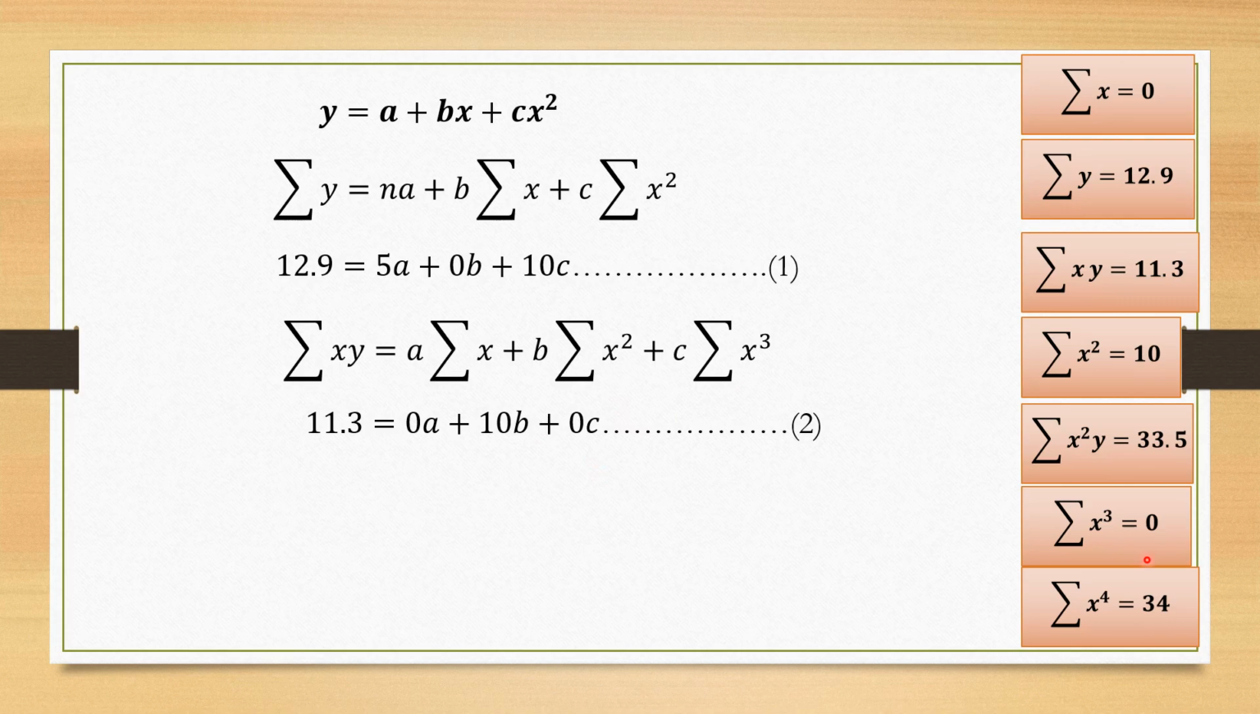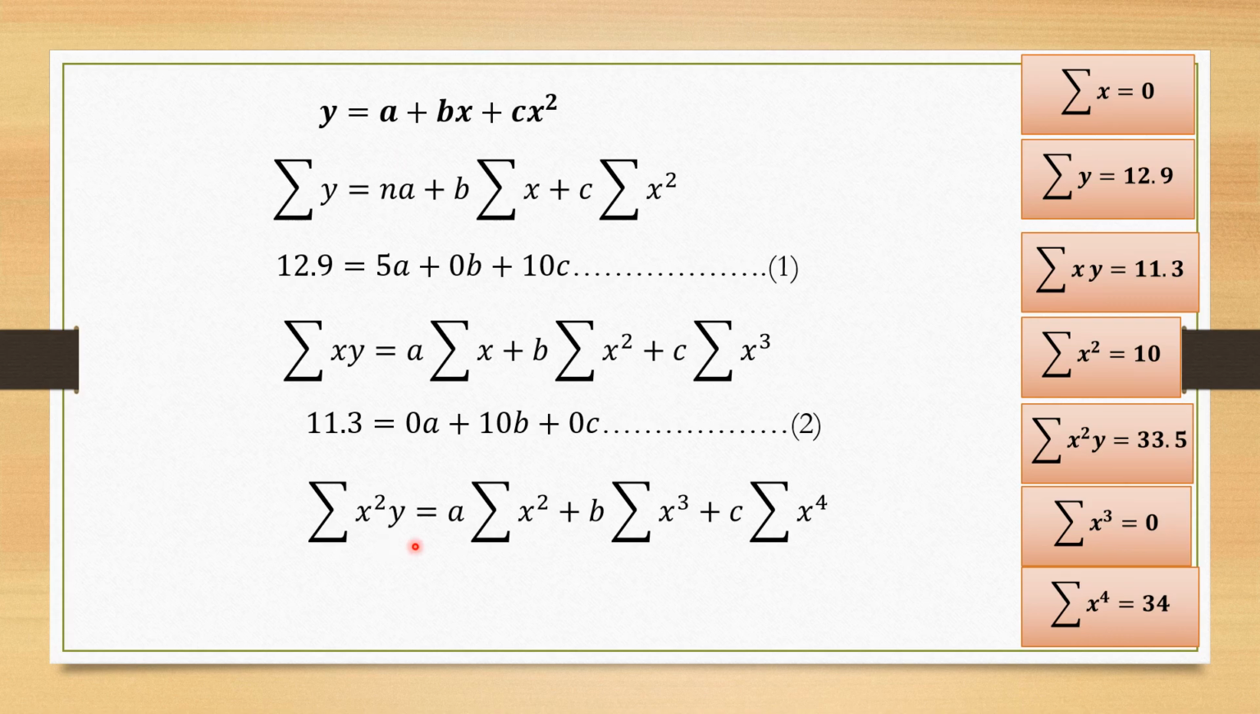The third equation is got by multiplying this equation by x square and then taking the summation on both the sides. So we get summation x square y is equal to a into summation x square, b into summation x cube, and c into summation x raised to 4. Substituting the values: summation x square y is 33.5, summation x square is 10, summation x cube is 0, and summation x raised to 4 is 34. Again we have three equations in three variables a, b, c.